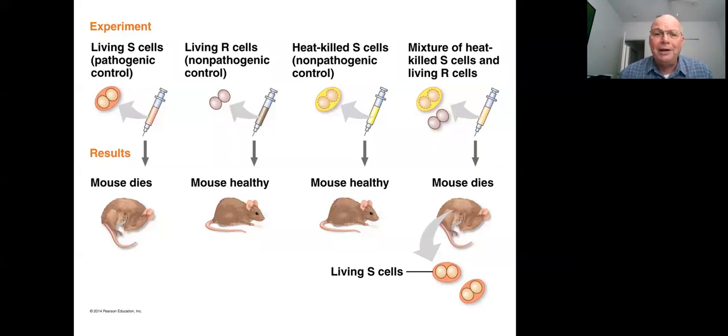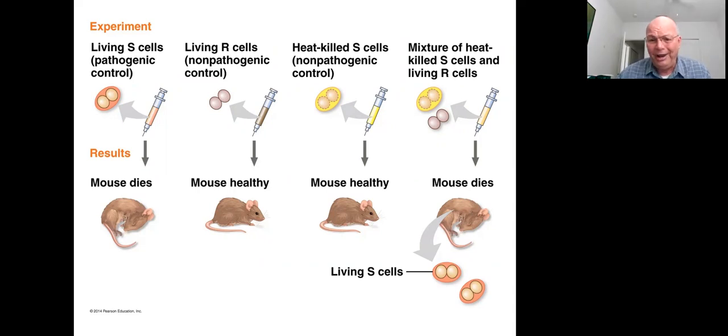So he injects this into the mouse, and imagine his surprise when the mouse promptly dies. Oops. Not the expected result. But what was even more surprising, perhaps, was that when he extracted some blood out of this mouse, which is where the bacteria are located, the only bacteria that he could find in there, living bacteria, were S cells. The ones that he had injected were, he knew, dead because he'd killed them. Yet here in the dead mouse were living S cells.